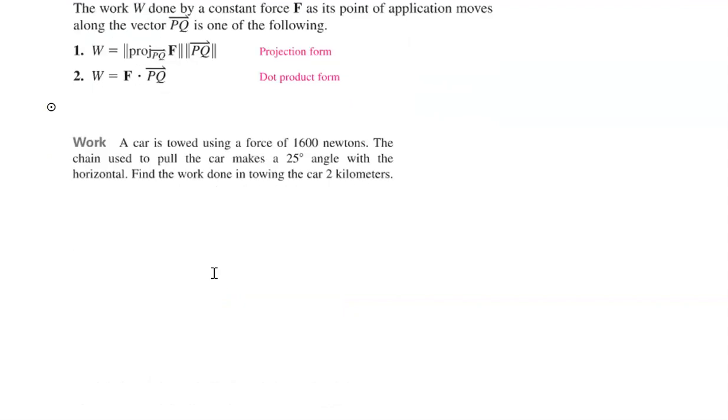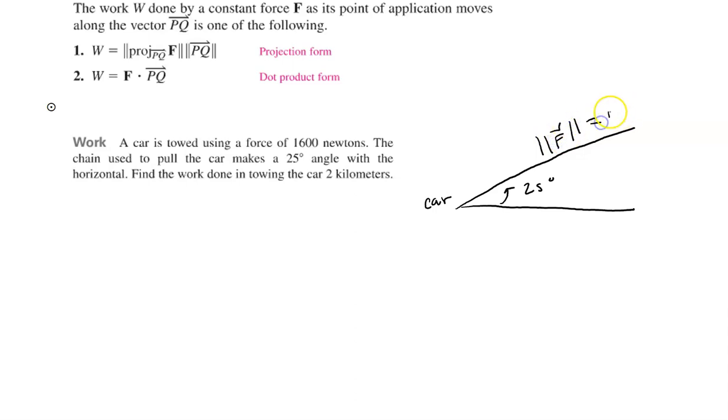So this example says a car is towed using a force of 1,600 newtons. The chain used to pull the car makes a 25-degree angle with the horizontal. Find the work done in towing the car 2 kilometers. So what I have is a vector along which we're traveling. This is my car. And with the horizontal, we're making an angle of 25 degrees. And this force is being applied, which is 1,600 newtons. Okay, pretend those are straight lines. The distance here for V is 2 kilometers. And that's pretty much all the information that we're given.